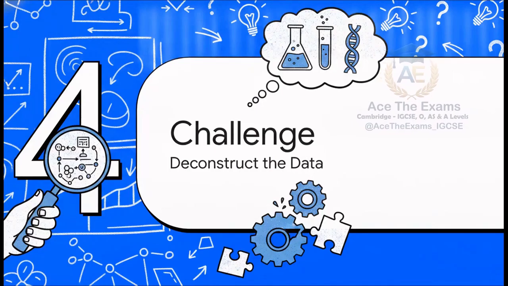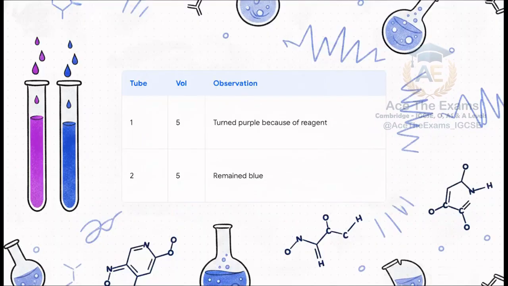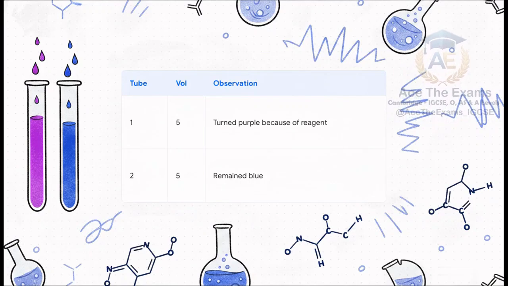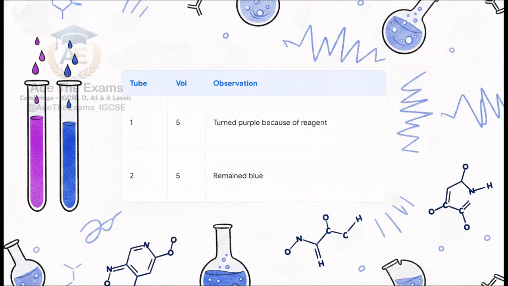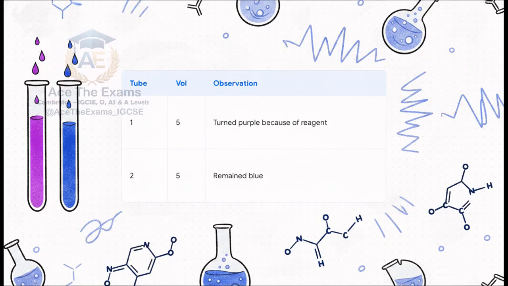All right, let's switch gears for section 4. It's time for an interactive challenge. Let's break out of passive learning mode for a second. I want you to act as the examiner right now. Apply that deconstruct step to this mock experimental data table for a Biuret test. You've got your test tubes, your solutions, and your observations right there. Apply the problem-solving engine we just talked about.